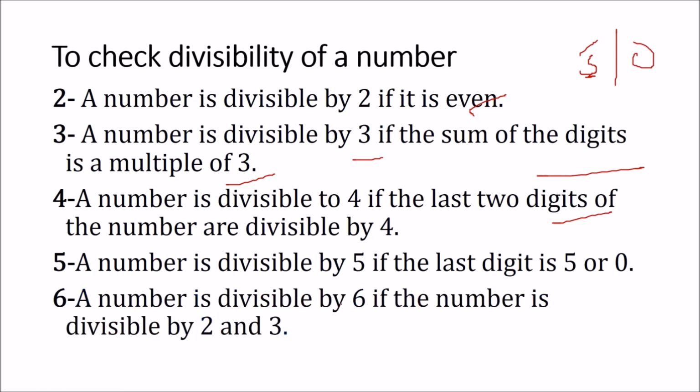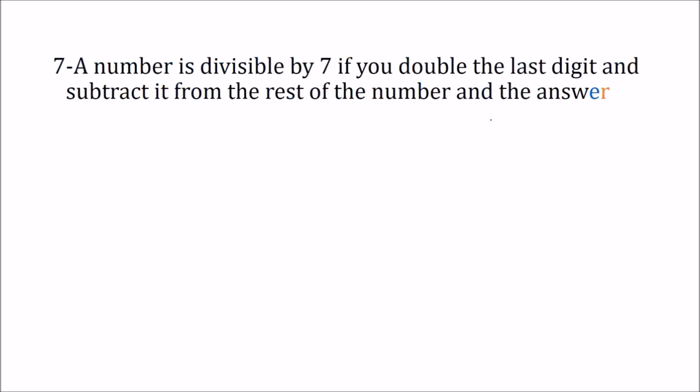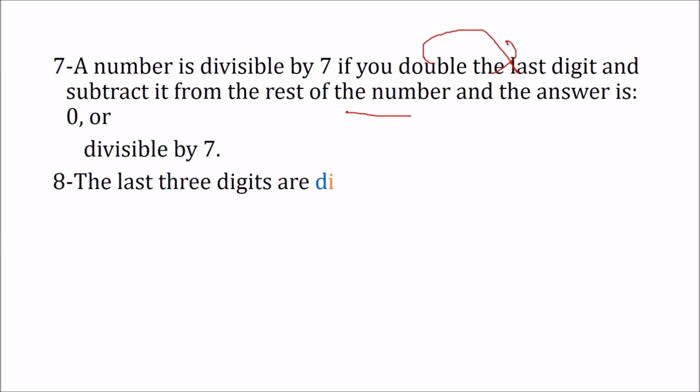6. A number is divisible by 6 if the number is simultaneously divisible by 2 and 3. So the number should be divisible by 2 also and 3 also. And this is very simple. 2 into 3 is 6. Then 7. A number is divisible by 7 if you can double the last digit and subtract it from the rest of the number. If the answer comes as 0 or is divisible by 7, you conclude that the whole number is divisible by 7.